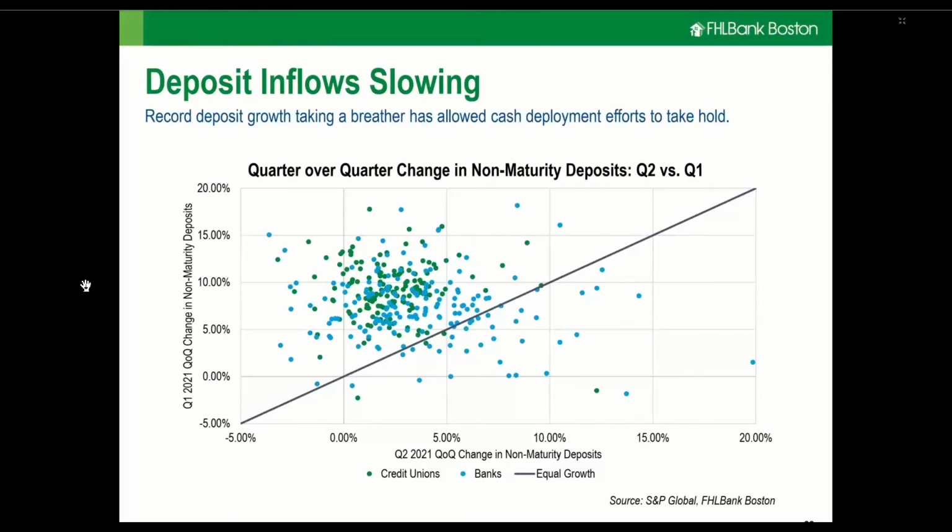One thing to note, if you eyeball this chart, you see a lot more blue dots toward the right-hand side. So that tells you that for the second quarter, deposit growth was much stronger for your average bank versus your credit union.